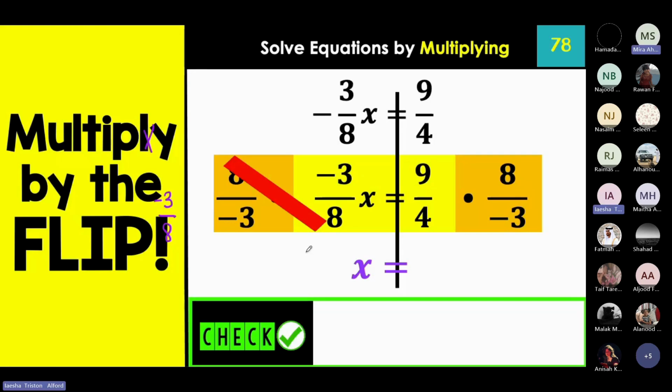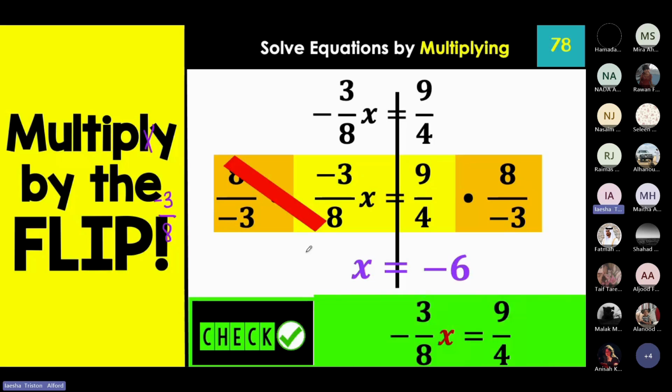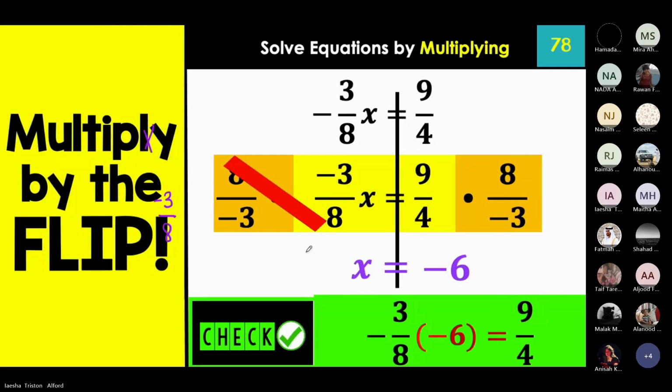+9 over 4 multiply +8 over -3 gives -6. You want to check yourself? Do not write x. Put parentheses. Put -6 inside. Okay?